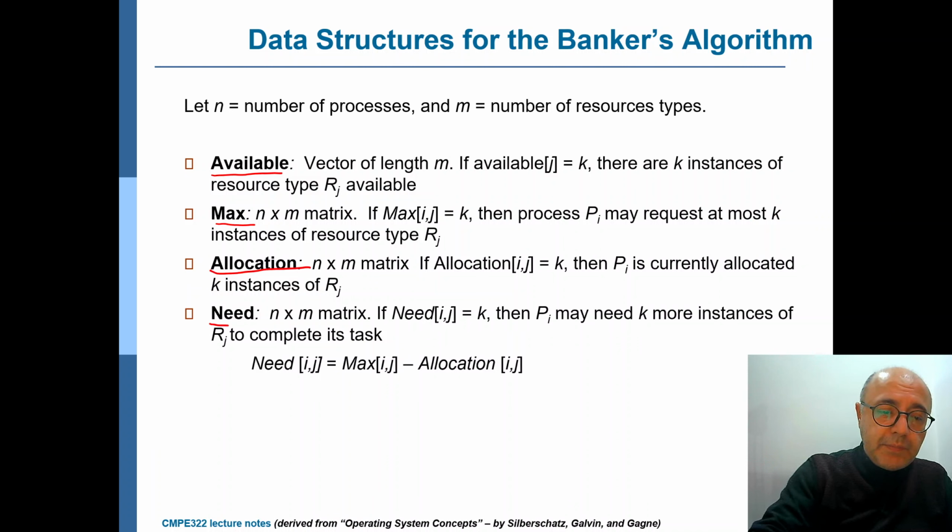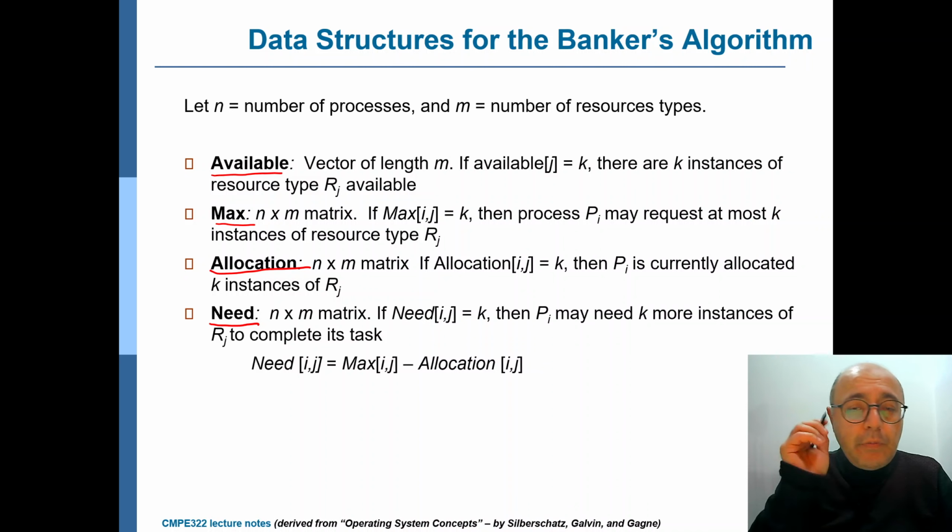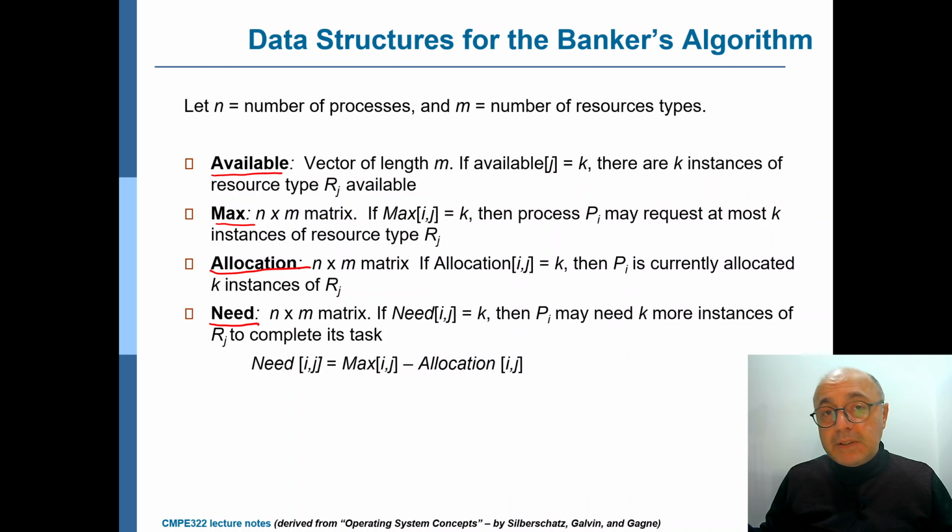4 matrices. Okay. So first, the available is actually a vector of length m. That means an element for each resource. If that specific value, like available j, is equal to k, it means k instances of resource type r sub j are available at the moment. There may be more in the system, but some of them have been allocated. K of them are available for assigning to any process that wants it.